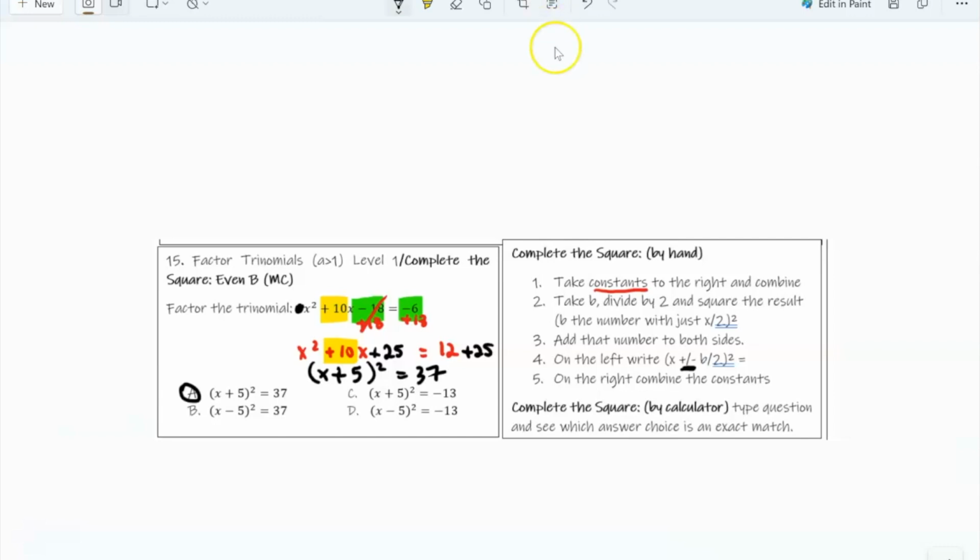So doing it by hand is just as easy. The first step is to make sure all the constants are on the right, and combine them. Then you're going to take the term with just x and divide its number by 2. Square that, which is going to be 25, and add it to both sides. And you're done. Okay, let's practice.